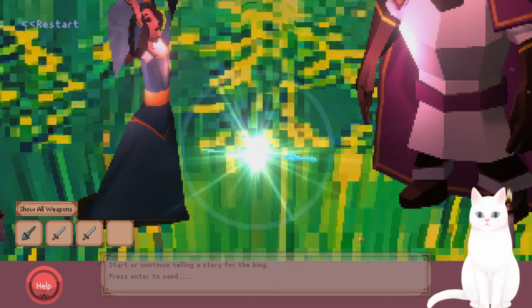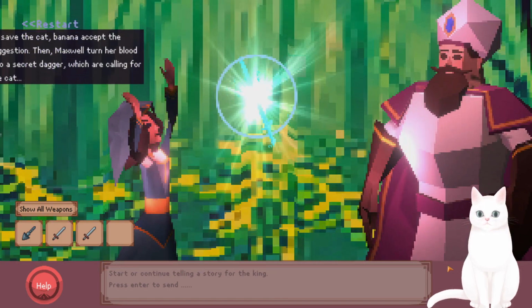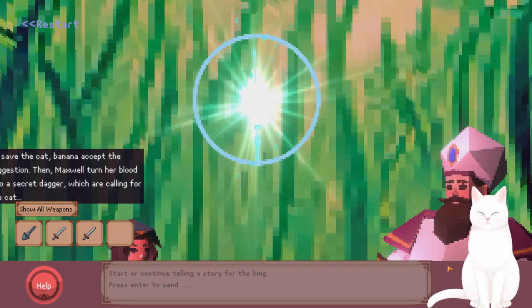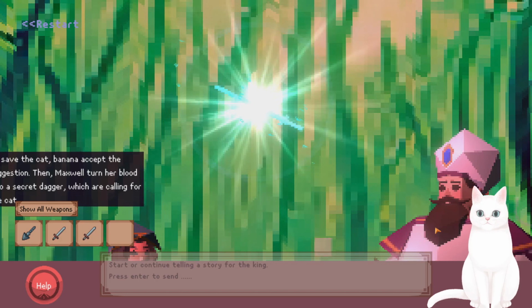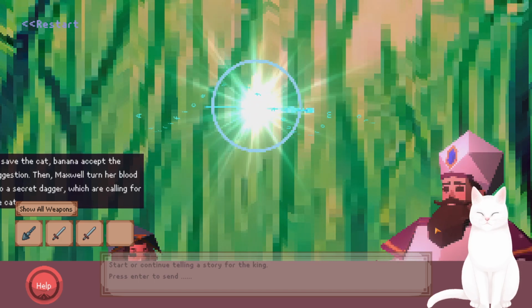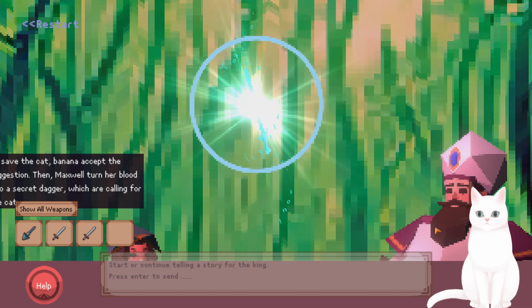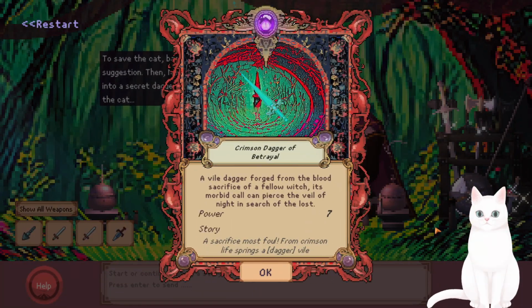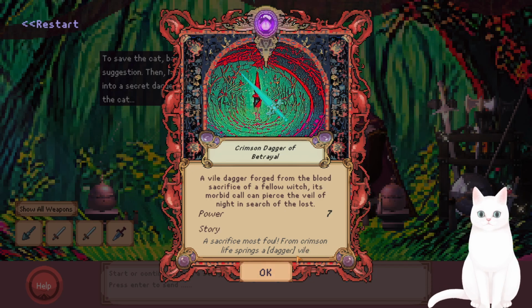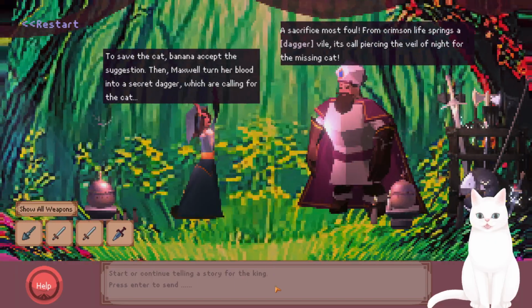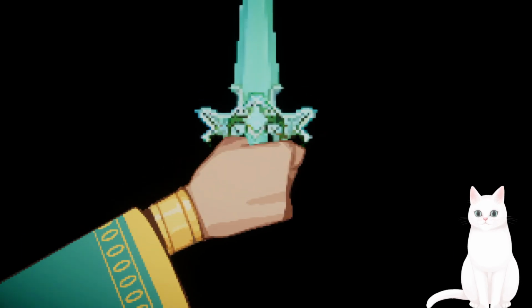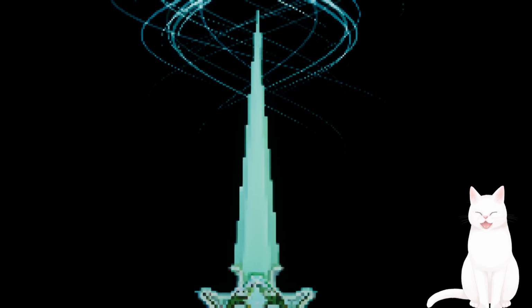We are getting closer to the forest where the witches live. "Crimson Dagger of Betrayal, a veil dagger forged from the blood sacrificed from the fatal witch. Its word call can pierce the veil of night in search of the lost." I think we are almost getting there. We may enter the battle phase. This is the dead moment for the king.